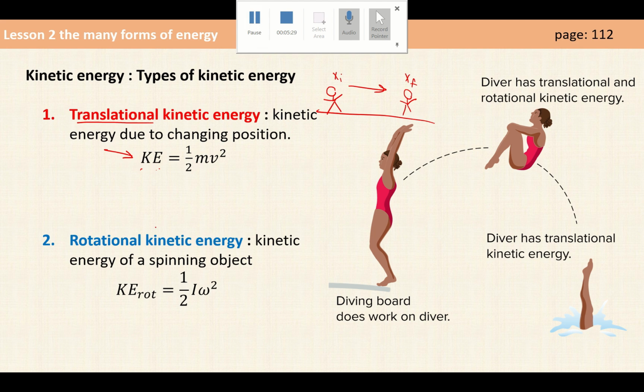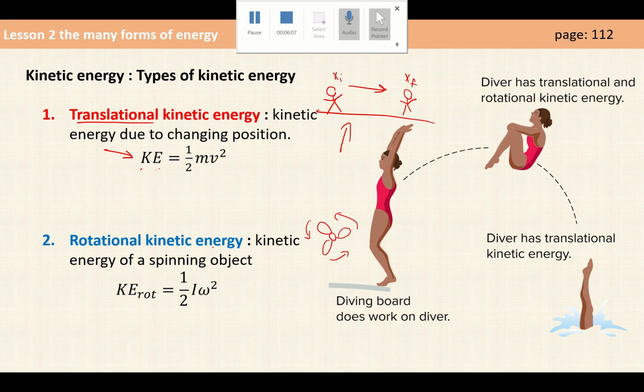Another type of kinetic energy is the rotational kinetic energy, and it's the kinetic energy of a spinning object. So it's an object that's not moving from one place to another, like in the first example, but an object that rotates around its axis. For example, the ceiling fan, or a steering wheel, or a tire. All of these are rotating around their axis. Any object that's spinning around its axis is said to have rotational kinetic energy.